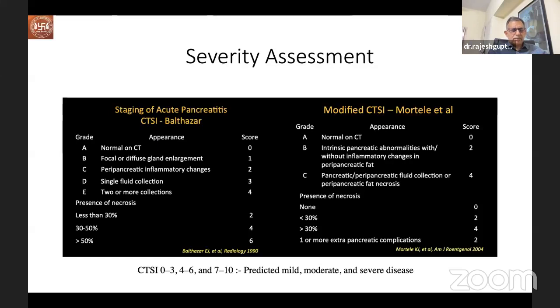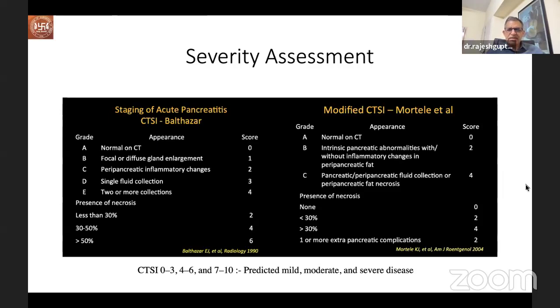The Balthazar severity score came up first in 1985, and then the necrotic elements were added, and we finally had the CT severity index of Balthazar, which is actually a progression of the inflammation of the pancreas from diffuse enlargement to peripancreatic inflammation to single fluid collection to more than one collection, and the scoring is from 1 to 4. This was the original Balthazar grades, but then they added necrosis, and they said that if the necrosis was less than 30%, a score of 2 was given, then another grade was 30 to 50%, and more than 50%, and the total accumulated score was 10.